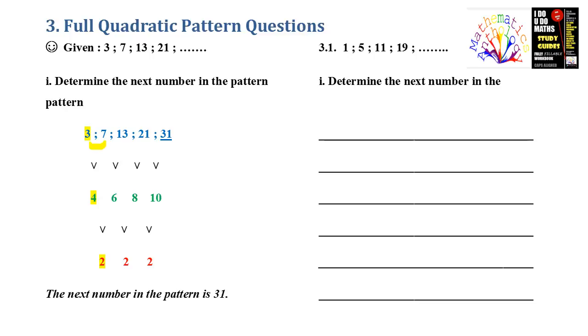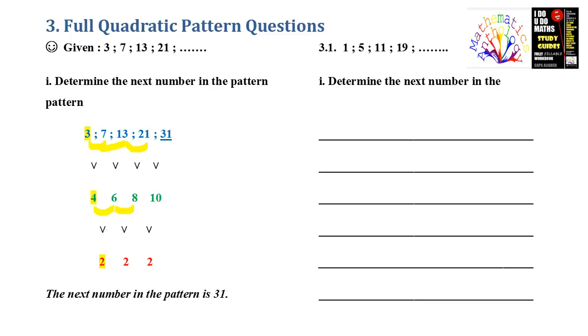7 minus 3 gives me 4. 13 minus 7 gives me 6 there. 21 minus 13 gives me 8 there. So my first differences are 4, 6, and 8. Let's work out my second differences. 6 minus 4 gives me 2, and 8 minus 6 also gives me 2. So I know that this is a quadratic pattern because I have a constant second difference of 2.